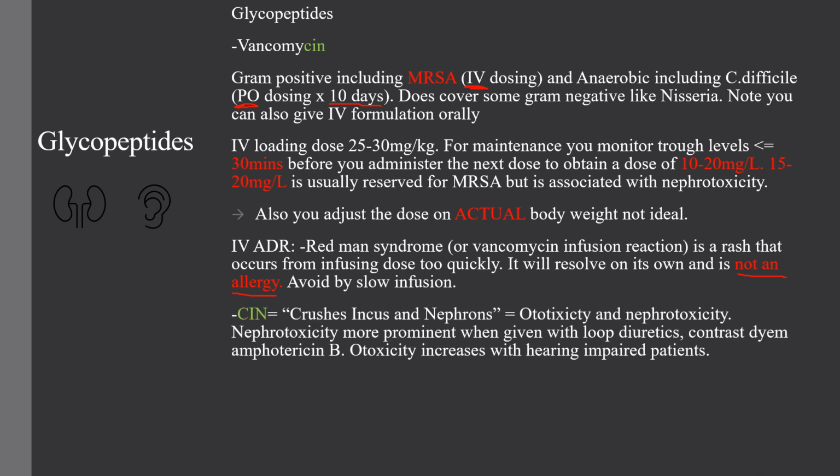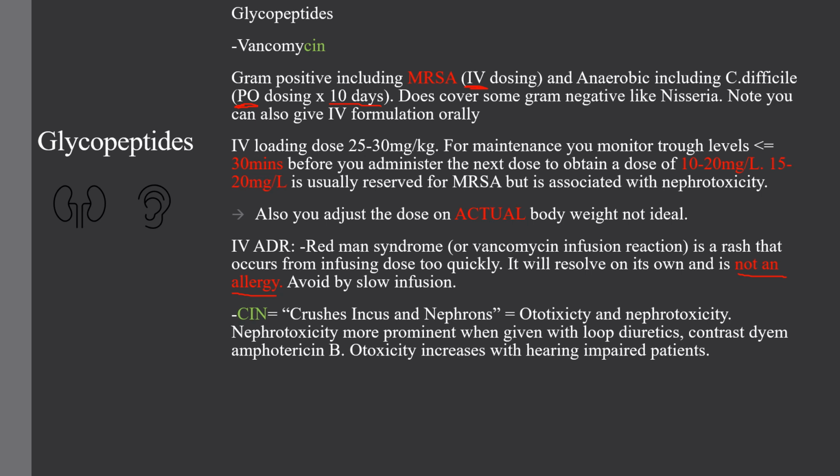You can also use the mnemonic that we used for the aminoglycosides earlier. So crushes incus and nephrons. So ototoxicity and nephrotoxicity is big with this one. Nephrotoxicity will become more prominent when you give it with other medications that affect the kidneys, notably loop diuretics, contrast dyes, and amphotericin B.